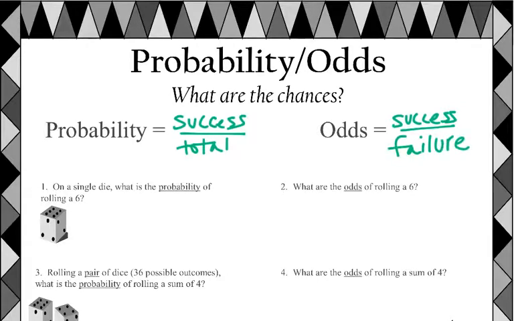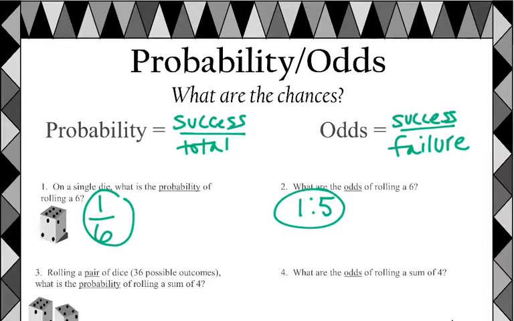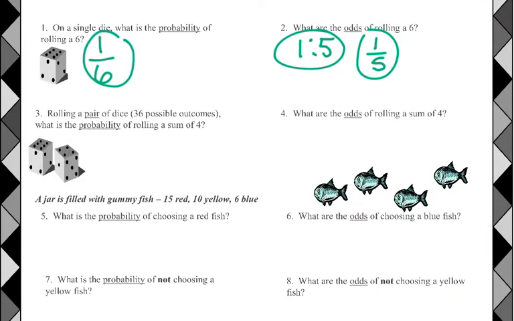Odds is success to failure, and then probability is success to total. So the probability of rolling a 6, well, there's 6 faces on a die, and one of them is a 6. So you have 1 success out of 6, versus the odds of rolling a 6 are actually 1 to 5. And we tend to write odds with the ratio symbol like that. It's not wrong if you wrote it as 1 over 5. It's totally fine.